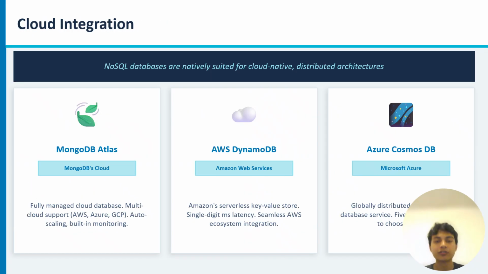NoSQL databases are also strongly connected with cloud computing. Modern applications are built to run in the cloud, and NoSQL fits perfectly into this environment. For example, MongoDB Atlas is a fully managed cloud database. It handles things like scaling, backups, and monitoring automatically. We have AWS DynamoDB and Azure Cosmos DB, which provide global distribution, meaning your data can be accessed quickly from anywhere in the world. The key idea here is automation and scalability. This makes NoSQL very powerful in modern applications.